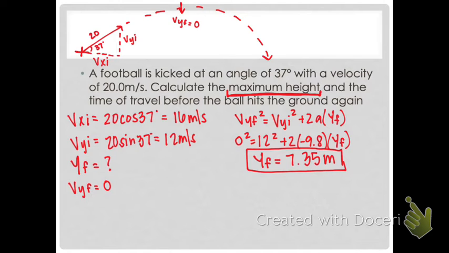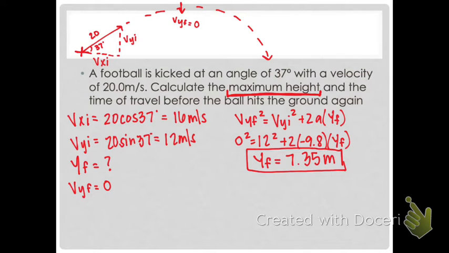Yeah? We're going to take 12 squared and subtract it over, then divide that by negative 19.6, right? Because we don't have like terms on the right, so we can't combine that. We've got to move that over first. All right, so that tells us our object is going to reach a peak height of 7.35 meters.